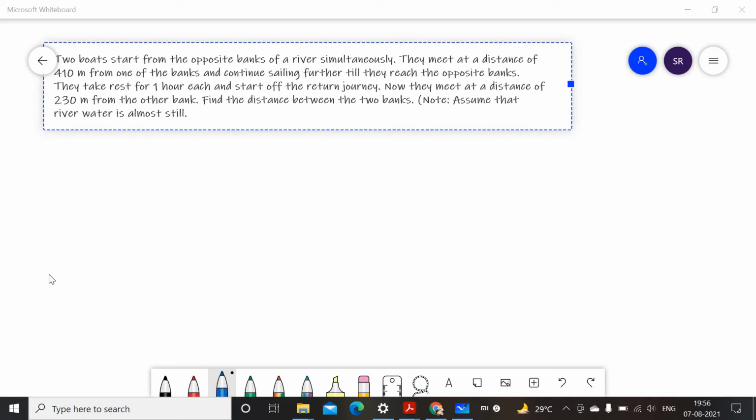Hello everyone. So today we are going to learn a new TSD concept. These concepts are very common. They will appear often in your mocks.